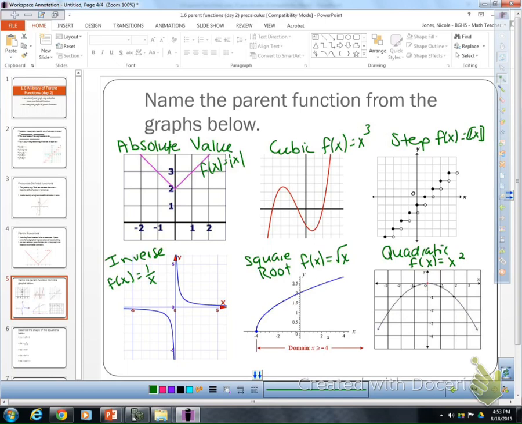Okay, I've named all of the parent functions. Again, these are just the parent functions. This f of x equals absolute value of x is not the equation for the graph shown. We know that this graph has been moved up 2 units, so the function would change. These are just your parent functions that have been listed: absolute value of x, cubic, step or greatest integer value, inverse, square root, and quadratic. Again, just the parent function that they originated from is what is listed, not the actual equation for that graph.